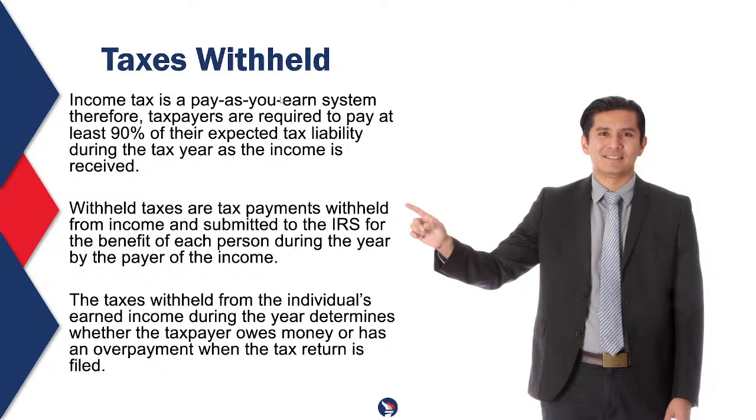Income tax, well, we talked about, is a pay-as-you-earn system. You're required to pay 90% of your taxes throughout the year. If you owe more than 90% on April 15th, you're going to be subject to an underpayment penalty. Withheld taxes are payments withheld from your income submitted to the IRS for the benefit of meeting that 90% threshold. That's also the idea behind quarterlies. If you work for yourself, you're going to have net income, and you know it, you should pay quarterlies to meet this 90% threshold, because if you do not, you're going to be subject to an underpayment penalty.